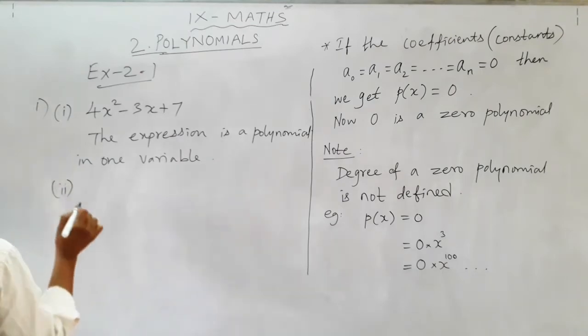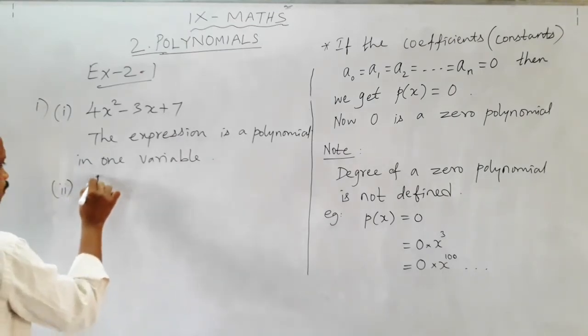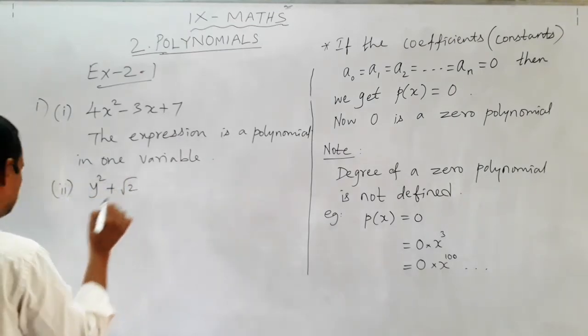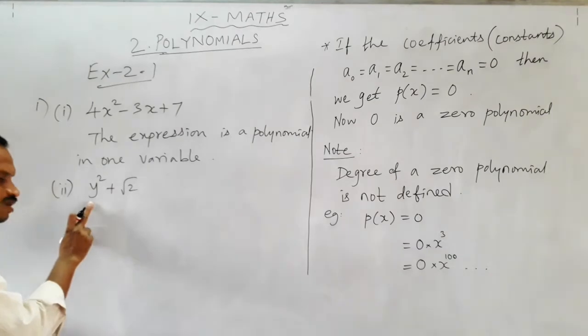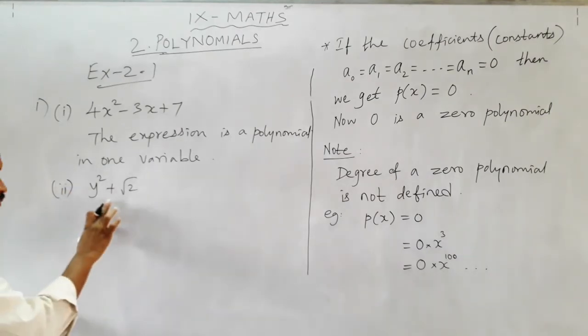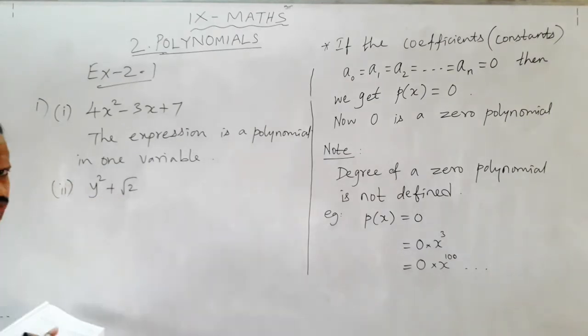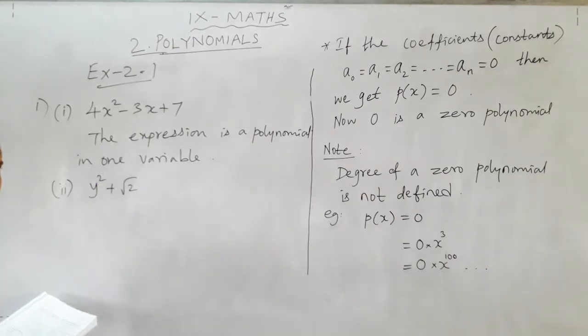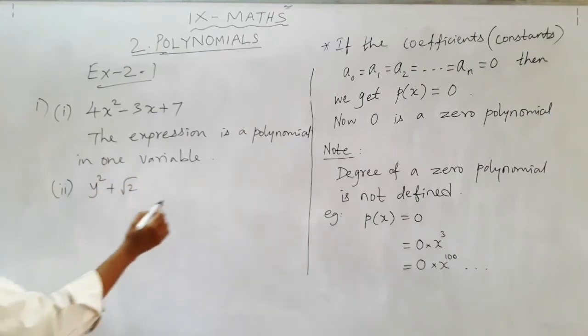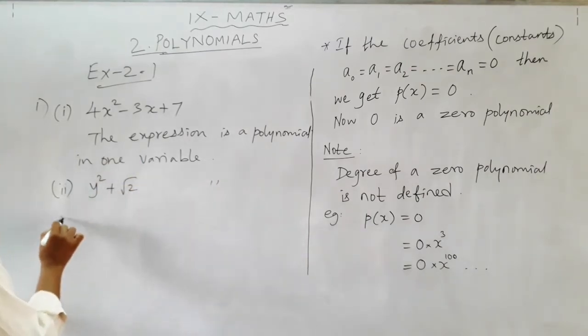Option 2. You see y square plus root 2. So this also has the same answer. The expression is a polynomial in one variable. You see, y is the variable used here. y square plus root 2. Root 2 is also a constant. Even if it is coming in root, it is a number only, so root 2 is a constant. So the same answer you have to write here.